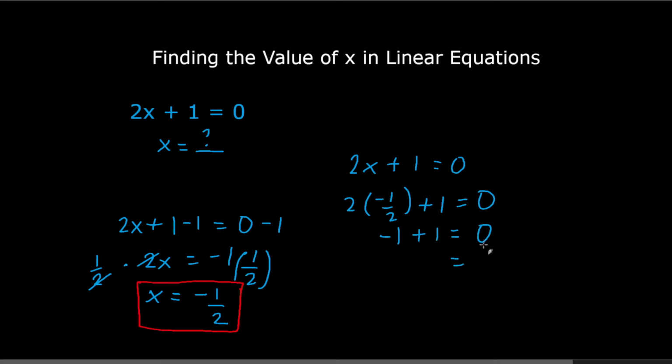Okay, then again, bring down 0. And then negative 1 plus 1 is just equal to 0. So, 0 is equal to 0. Ngayon, kung makikita natin, satisfied yung equation. So, that means tama yung x is equal to negative 1/2.